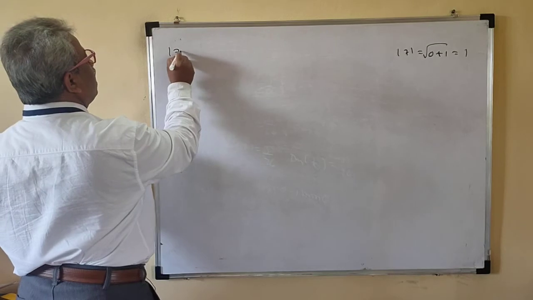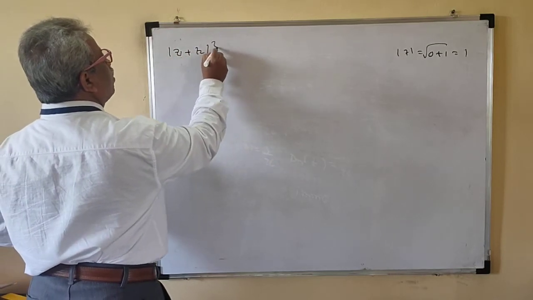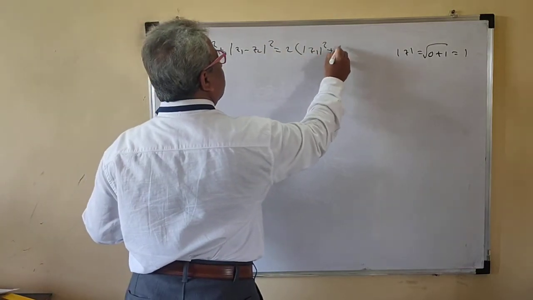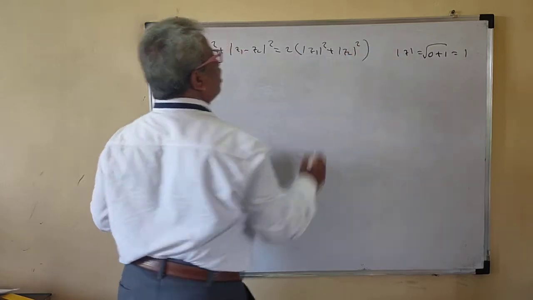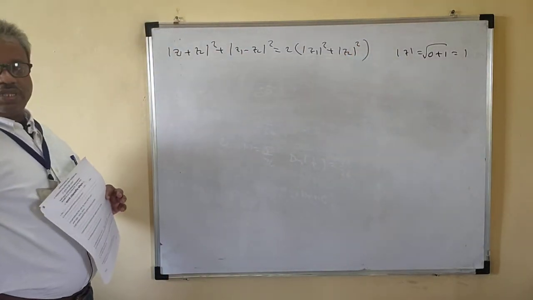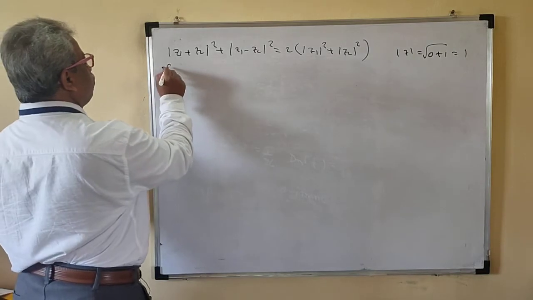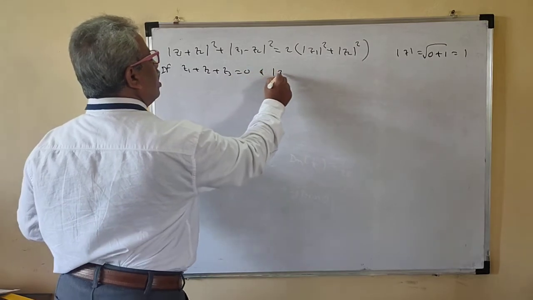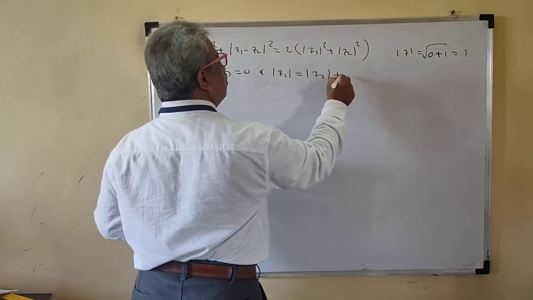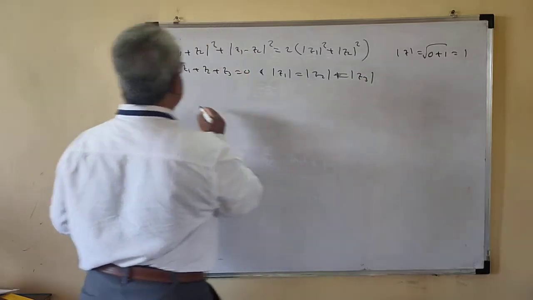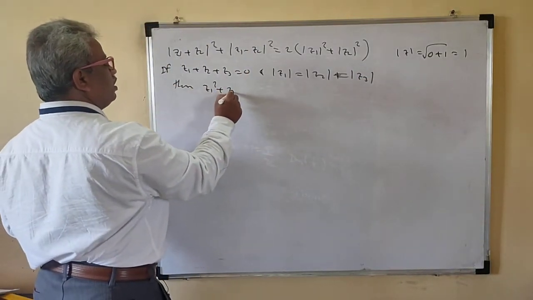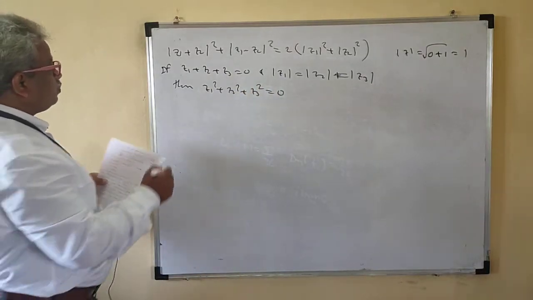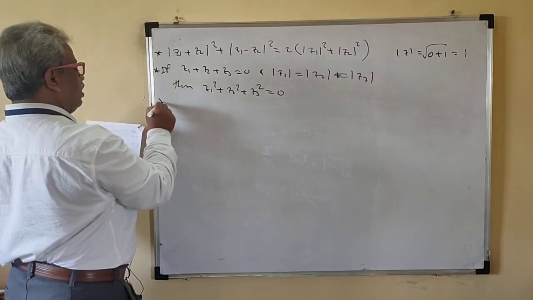One thing you should remember: mod of (z1 plus z2) square plus mod of (z1 minus z2) square is the same as 2 times (mod z1 square plus mod z2 square). Okay, so this is an identity we proved. You should remember that. Again, you should also remember that if z1 plus z2 plus z3 is equal to 0 and mod of z1 equals mod of z2 equals mod of z3, then z1 square plus z2 square plus z3 square is 0. Okay, we also proved this. So this is the first one, this is the second one, this is the third one.